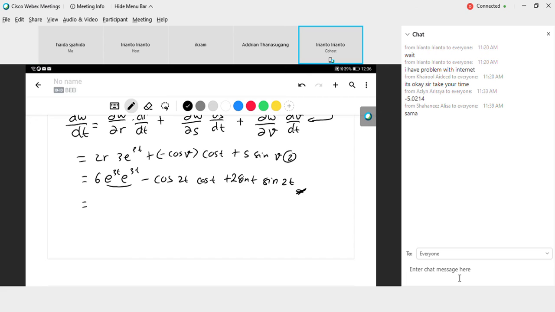This one, e^3t times e^3t will be 6 times e^6t, not e^9. e to the power of a multiplied with e to the power of b gives a plus b. So plus 3t plus 3t, 6t. Minus cos 2t cos t plus 2 sin t sin 2t. That's it.